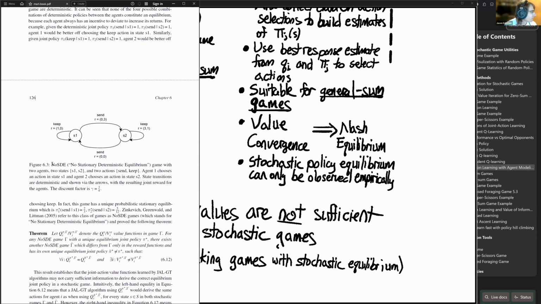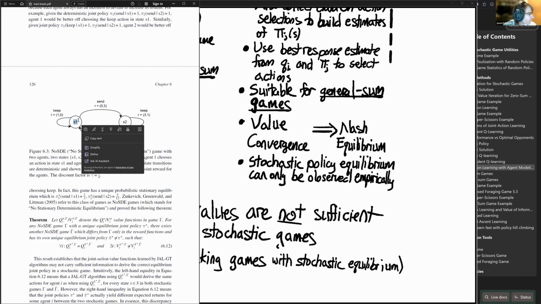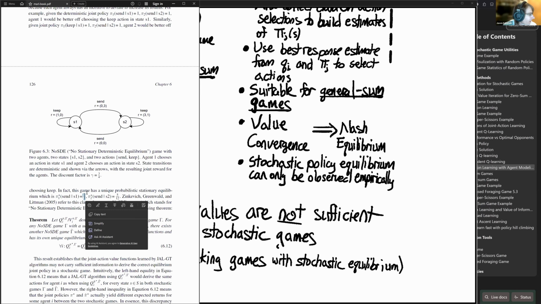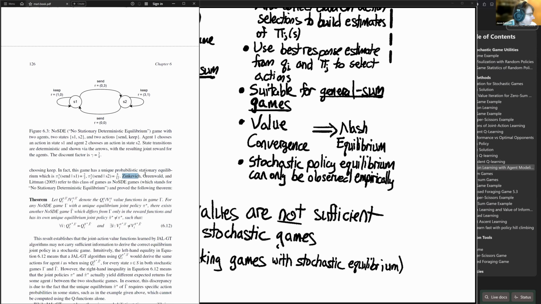Yeah, so this is an example. This is just a toy example, but we only need to prove the existence of this. This is a type of game where it's a turn-taking game. Agent 1 selects actions in state 1, and Agent 2 selects actions in state 2. And this is an example of a game where the Nash equilibrium is a stochastic policy. This paper is where the Nash equilibrium is derived.